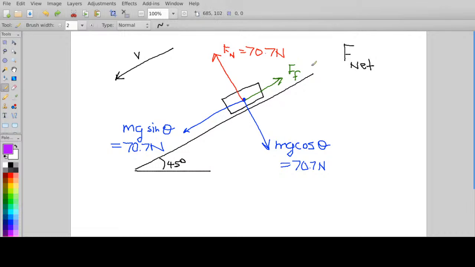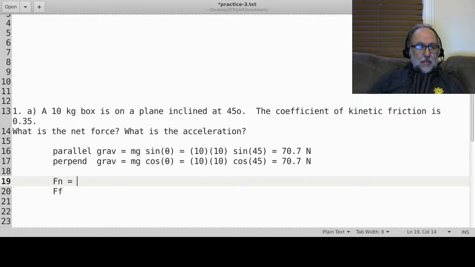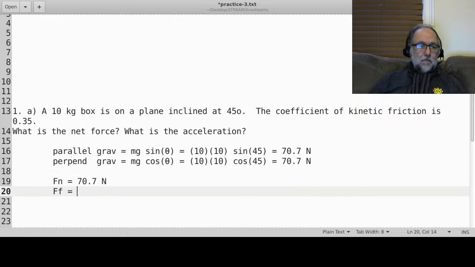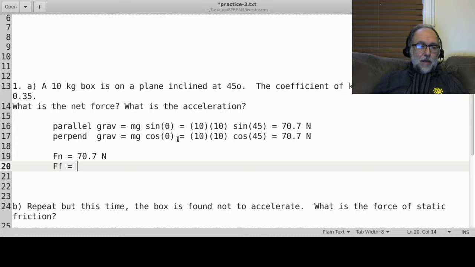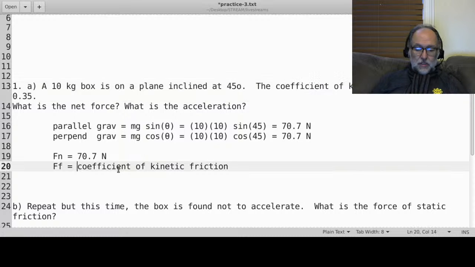All right, and now the next one is that frictional force. So let me switch back to the other board here like this, and we have that this is now equal to 70.7 newtons, like that. And you say, how do I get the frictional force? And I don't have my mu character. I'll just write it out. The coefficient of kinetic friction, if you take the coefficient of kinetic friction and you multiply that number by the normal force, that's what gives you the frictional force.